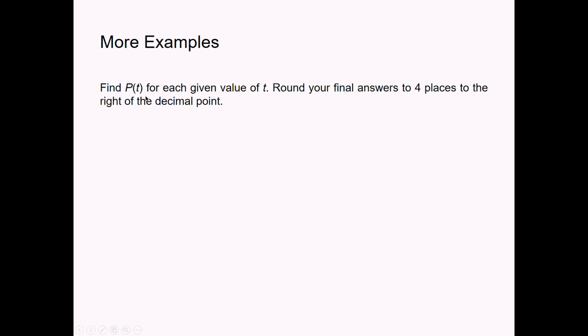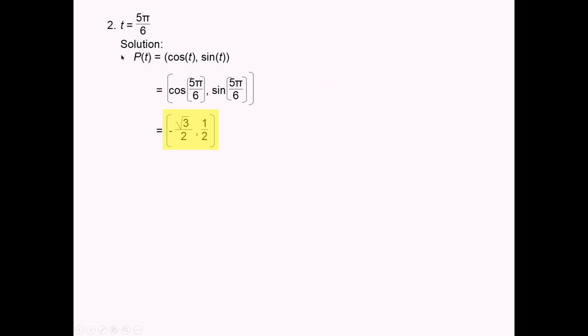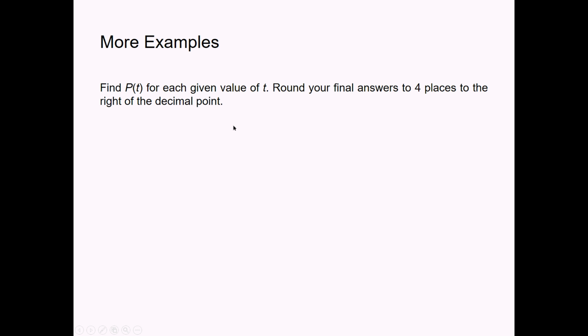Now then, to do stuff like this, you can just take out your calculator. In an earlier presentation, we did the square root of 2 over 2, the square root of 3 over 2, and so on, your approximations. So, some more examples. Find P of t for each given value of t. Round your final answer to 4 places to the right of the decimal. So evidently these aren't going to be special.